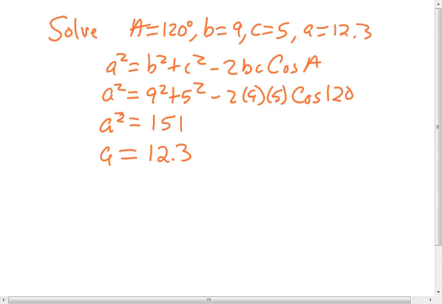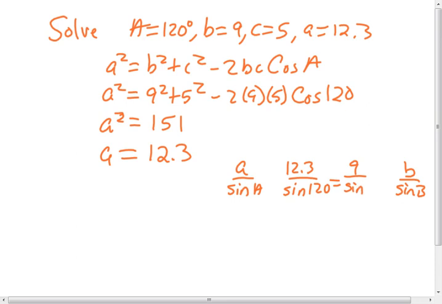Now that we know three sides and one angle, we can use law of sines to find one of the other angles, and then we just subtract that sum from 180 to get the total. So using the law of sines, based on a over sine A, because we have angle A, which is 12.3 over sine of 120, is equal to, and you pick which side you want to do, B or C first, it doesn't matter. Let's do B. We'll do b over sine of B, and we know b is 9, so that would be 9 over sine of B.